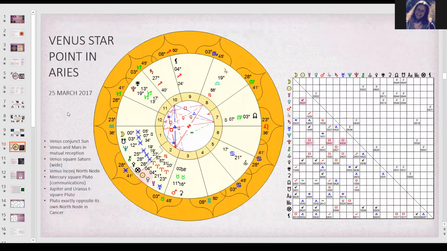And here's the chart for the Venus star point in Aries, which will take place on the 25th of March. Venus will be conjunct the Sun. Venus and Mars are in mutual reception. Venus squares Saturn, it's quite wide. Venus conjuncts the North Node. Mercury squares Pluto. Jupiter and Uranus T-square Pluto. And Pluto exactly opposes its own North Node in Cancer.